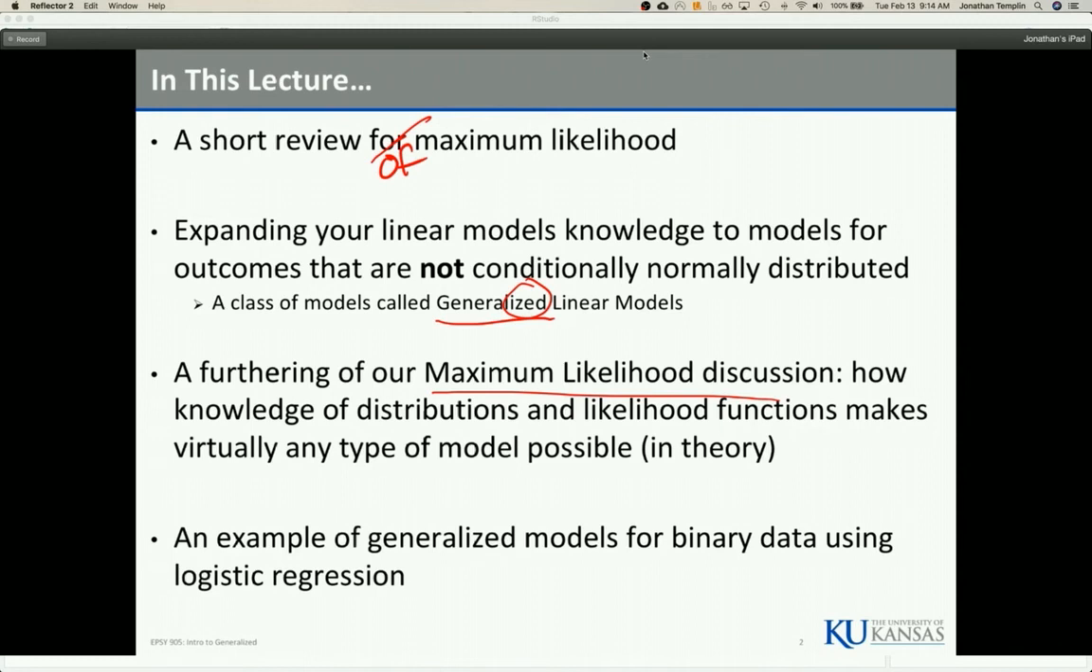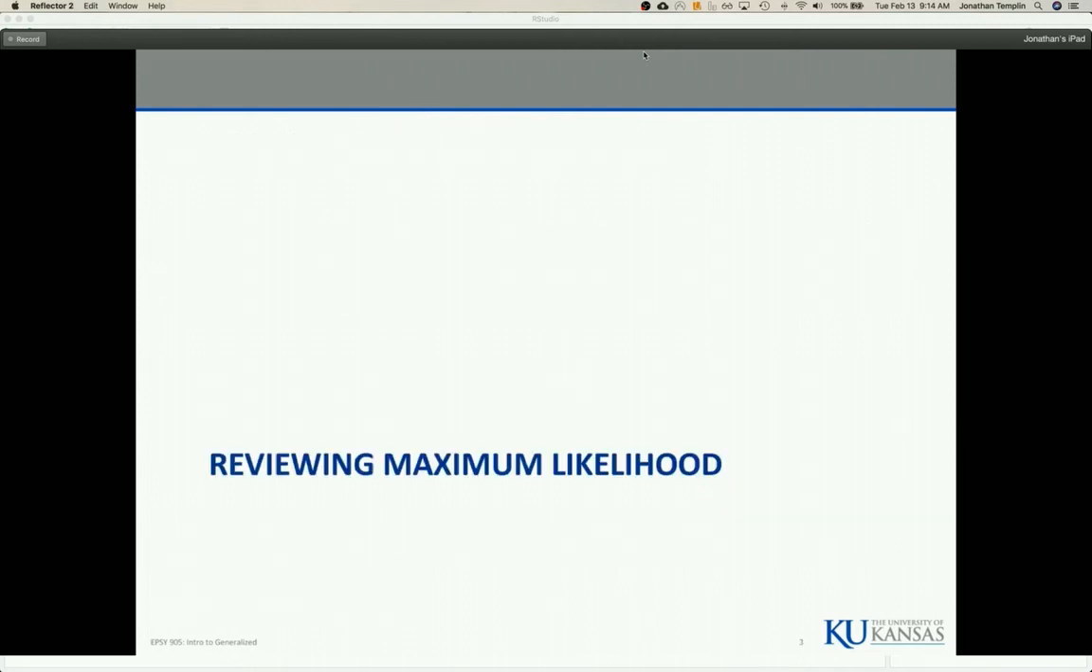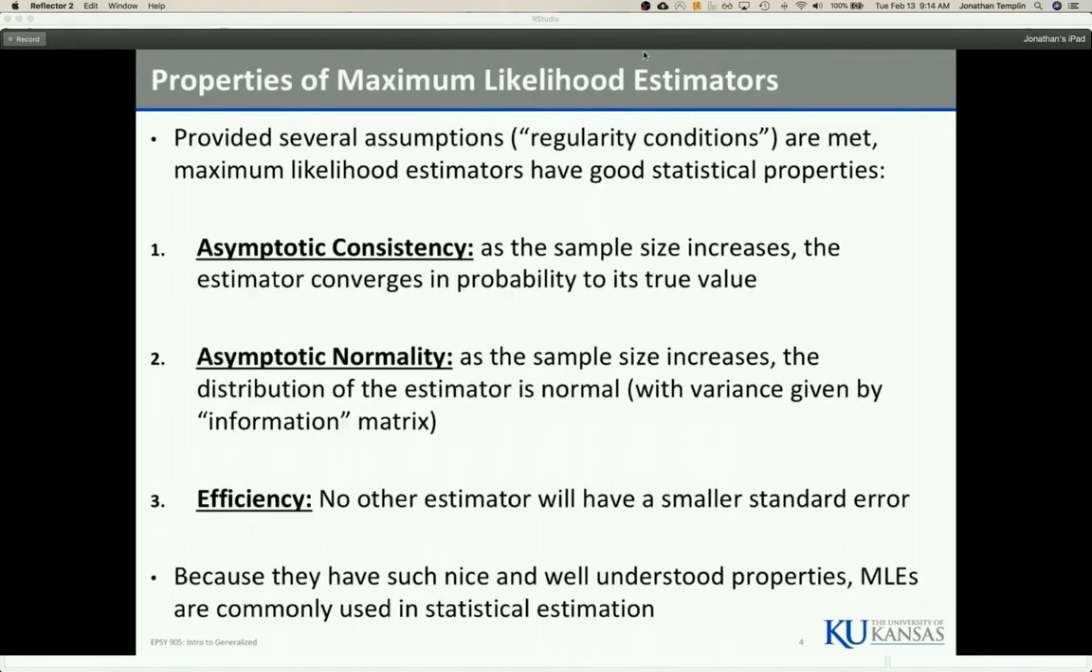So we're going to then get into an example of generalized models for binary data. Again, 0, 1 categories, a discrete variable, sometimes called dichotomous. And we're going to use logistic regression for that. You may have heard of this before. But today we're really going to go deeply into what it is and how it works. So let's go and review maximum likelihood to begin with.